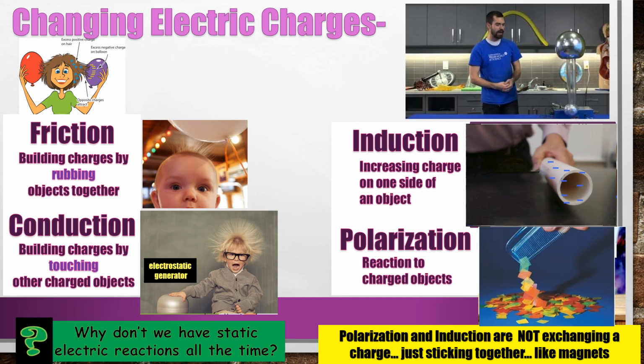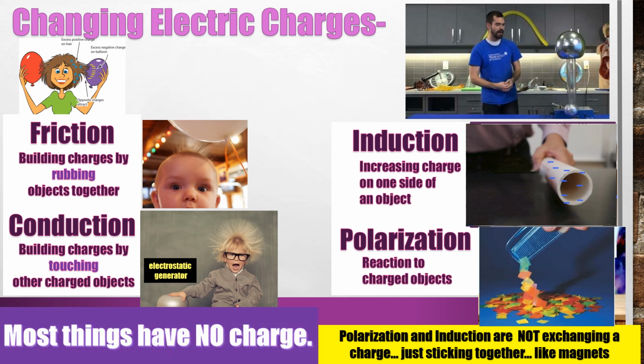So why don't we have static electricity reaction at all times? Well, once again, most things have no charge around us. The exchange has already happened and they've become neutral, so there's not a high positive or high negative. So if they're just neutral, we don't have to worry about these static electricity charges happening all the time. Unlike lightning. Lightning is where there's a huge exchange that's going to happen.